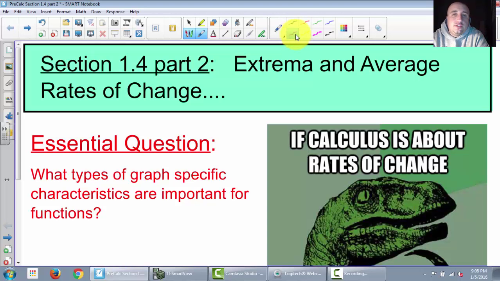All right, welcome to section 1.4, part 2. We talked about extrema in the last part, but now we're going to talk about average rate of change. A different, easier way to think about average rates of change is as slopes. We know how to find slopes from Algebra 1 and Algebra 2, so we're going to do a little bit of review from that.